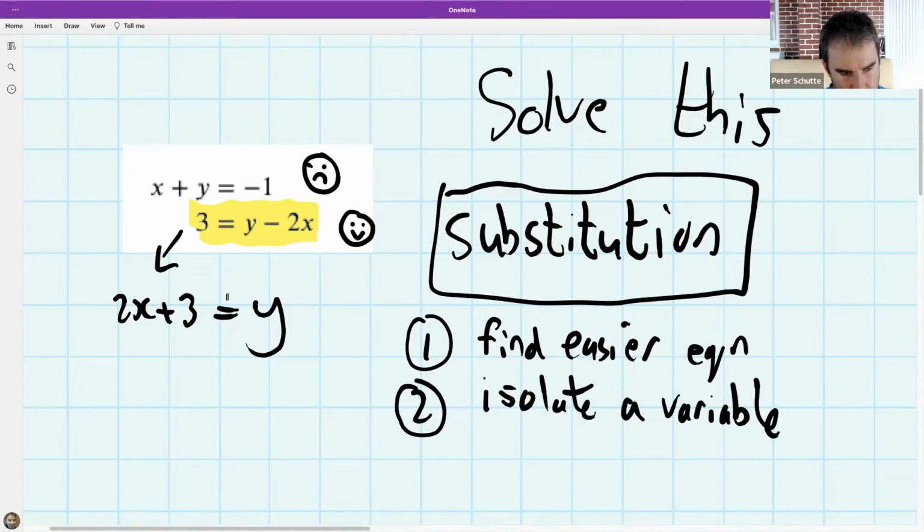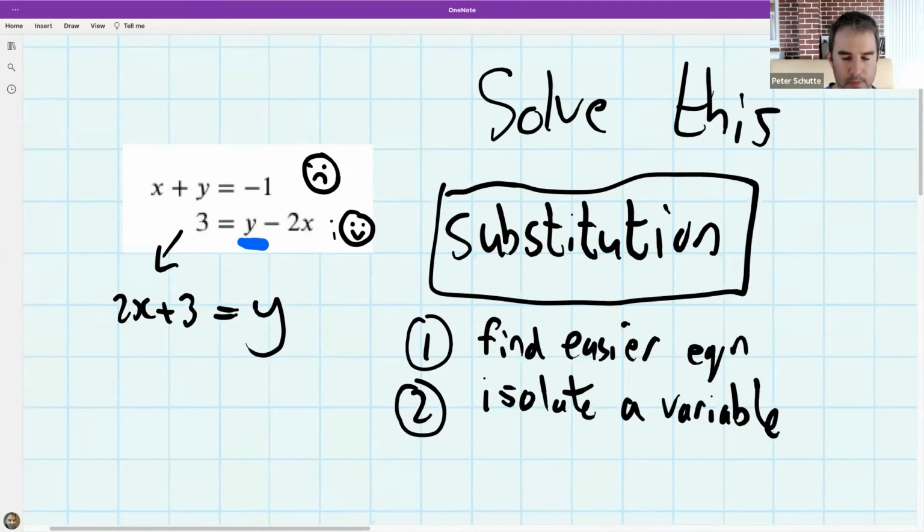Take a moment to think about that. So first of all, I highlighted in yellow the equation that looked simpler to me. Some of you may say it's the other way around. It's not a problem. And then in order to get the y by itself, I actually added 2x to both sides. And what happened then was this minus 2x went away, and I got a plus 2x on that side.